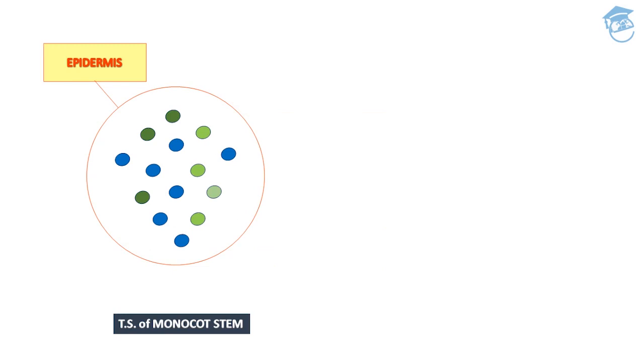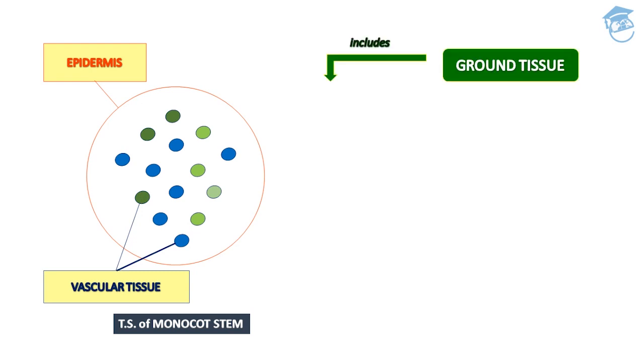This is the transverse section of the monocot stem, and this is the outermost layer, which we call epidermis, and these two are vascular tissues, which are represented by this green color and blue color. They are vascular tissues. It includes hypodermis, and it includes ground parenchyma, which is this.